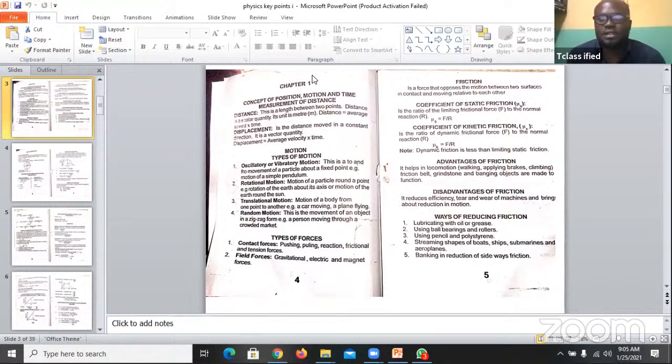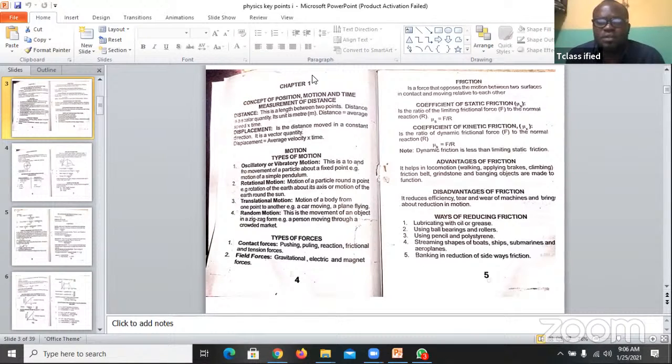Frictional force is the force that opposes the motion between two surfaces in contact, or objects that are moving relative to each other. In frictional force, very, very importantly, you need to know about what we call the coefficient of static friction, μs, and it's simply equal to the limiting frictional force over the normal reaction force. So it's equal to F over R. This coefficient of static friction is the ratio of the limiting frictional force F to the normal reaction R.